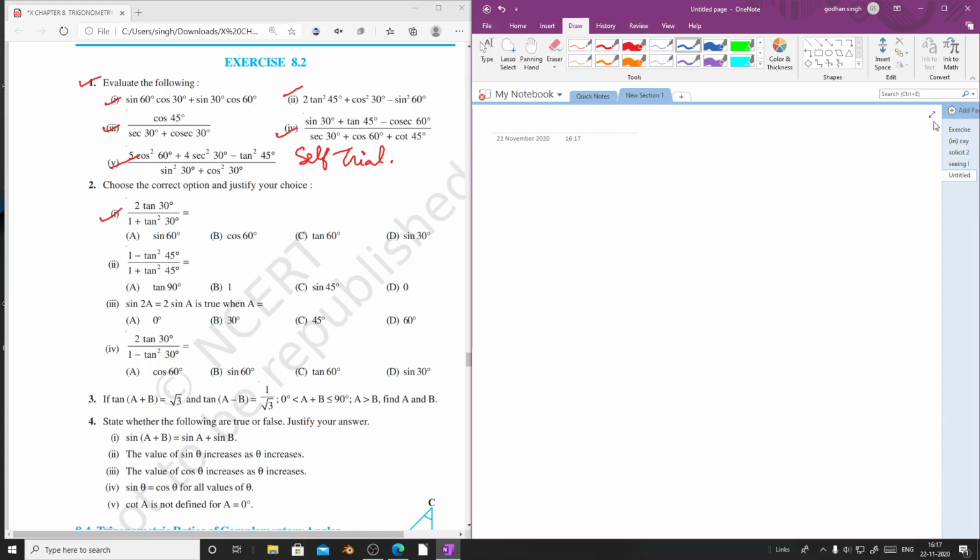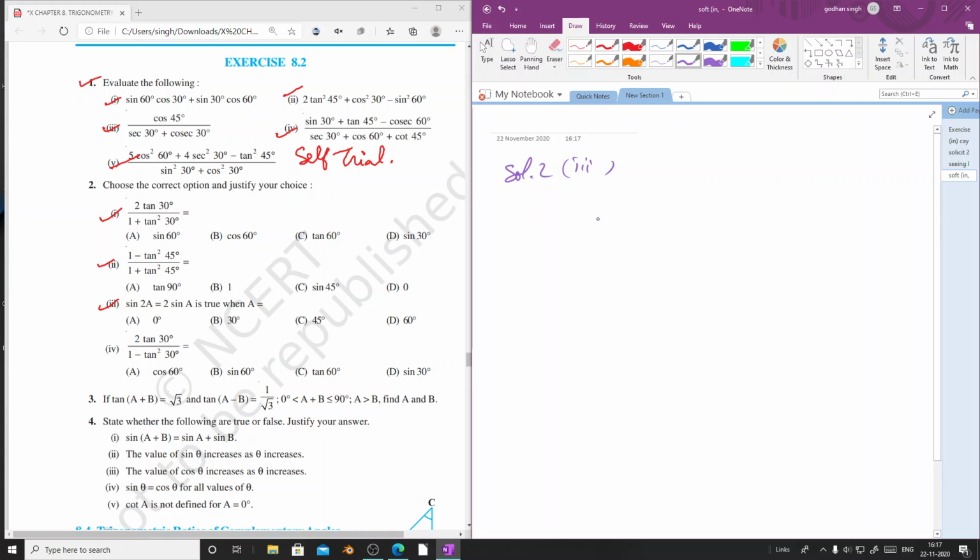Now next we will be going for the third part. So in the third part, question number 2, solution 2, we are going for the third part now. Solving the third part. So there are different angles given to us: 0 degree, 30 degree, 45 degree, and 60 degree, and we have to check when sin 2a will be equal to 2 sin a.